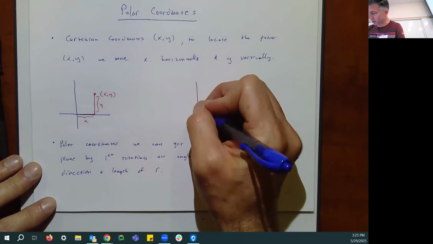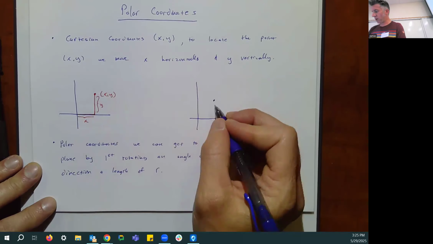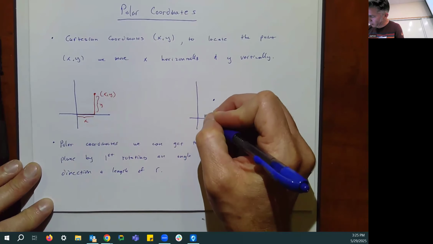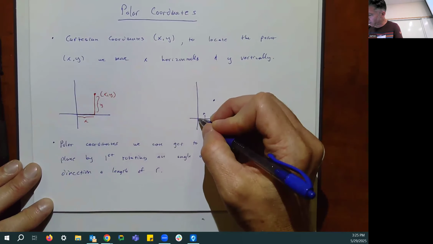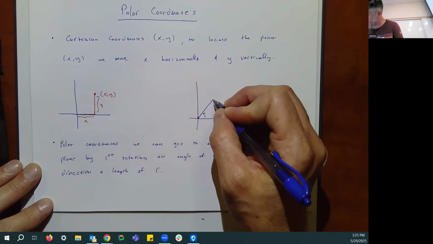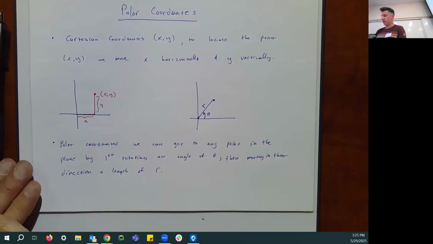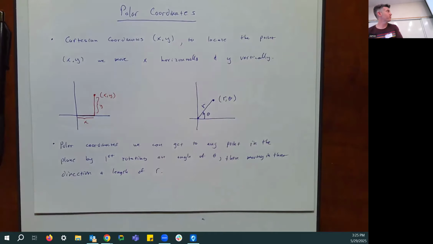So if I wanted to get to the same point over there, instead of going over and up, what I'm thinking about doing is rotating an angle theta from the positive x-axis and then moving from the origin in that direction of the angle theta, a length of r. And usually we label this as r comma theta, meaning we label the length first and the angle second. That is typical labeling notation for polar coordinates.